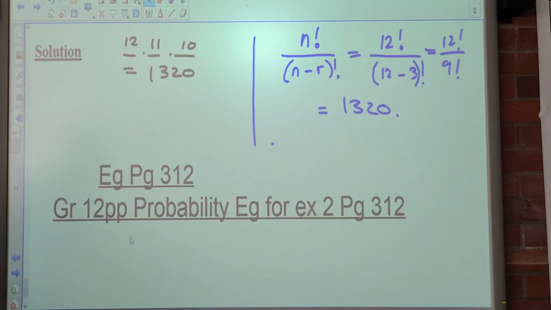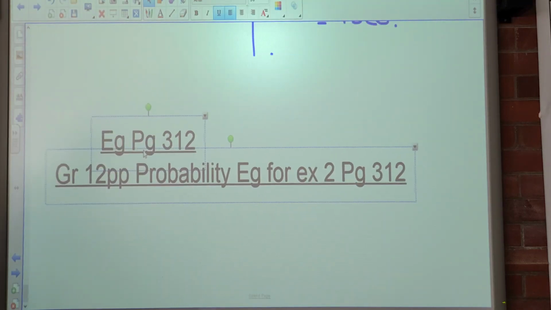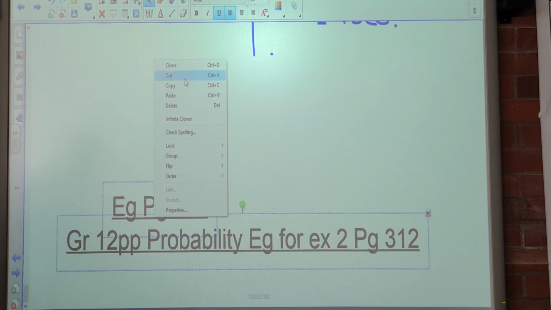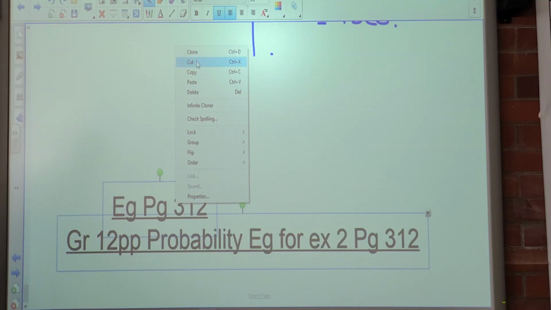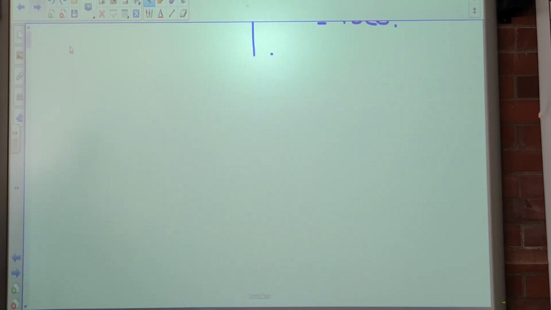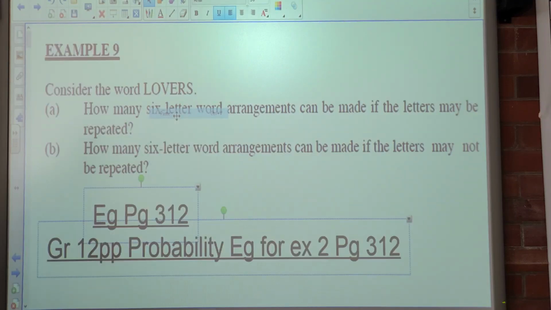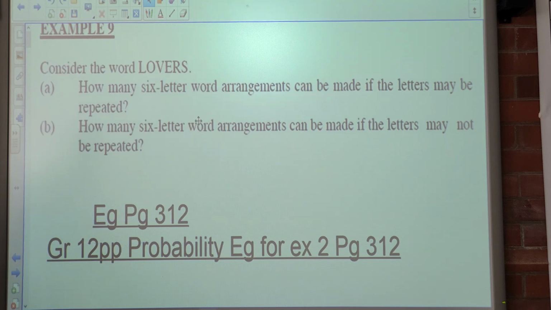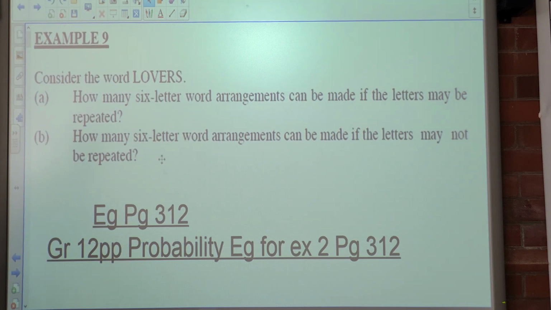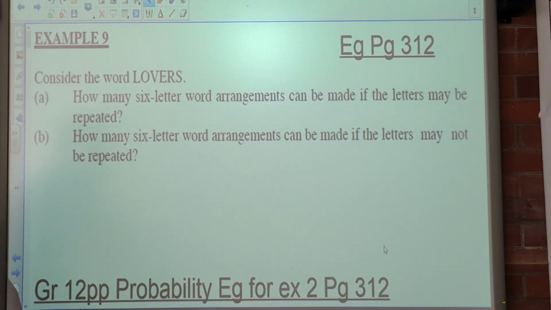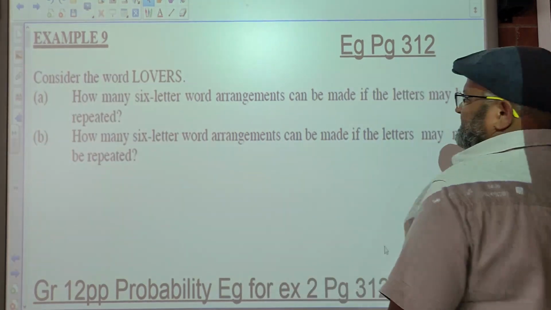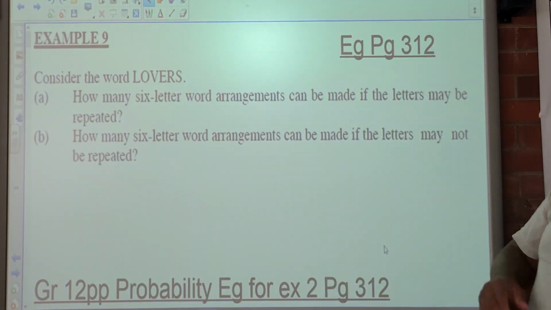Last example. So here we are told, here's the starting one. Consider the word lovers. Valentines and all that stuff. Right. Consider the word lovers. How many 6-letter arrangements can be made if the letters may be repeated?